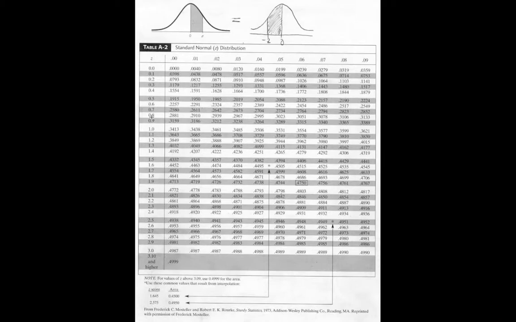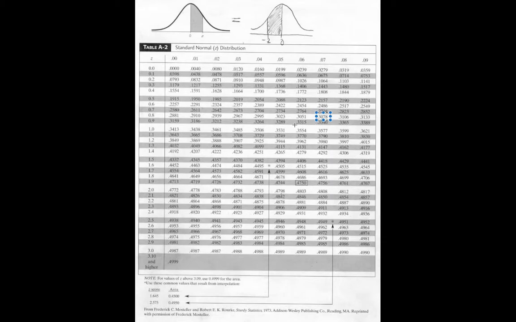0.87. So here's our 0.8. We start on our left side. We have our 0.8, and we've got to go to 7. So here's, see how it says 0.07. We would add these two together. So we would go across, and here we go. Here's our number. So what does this number mean?